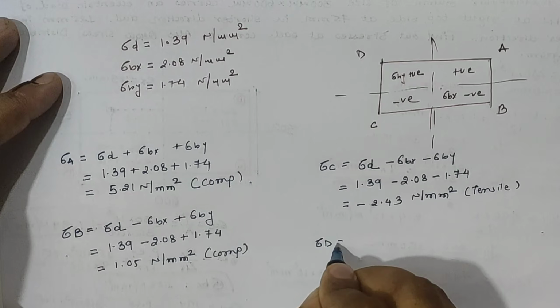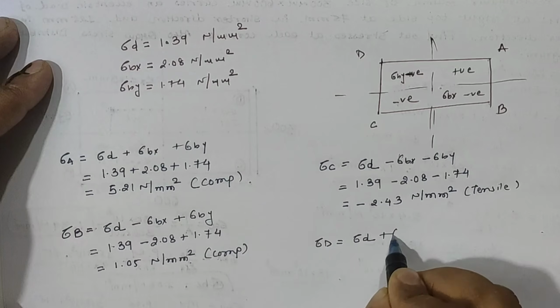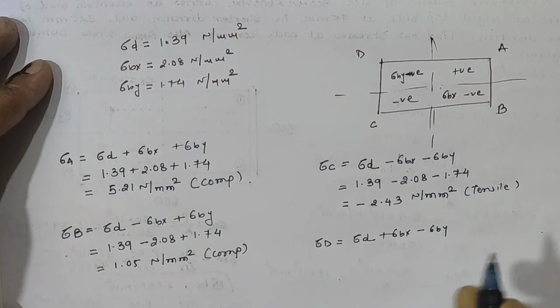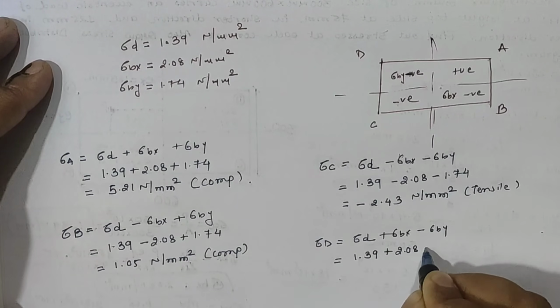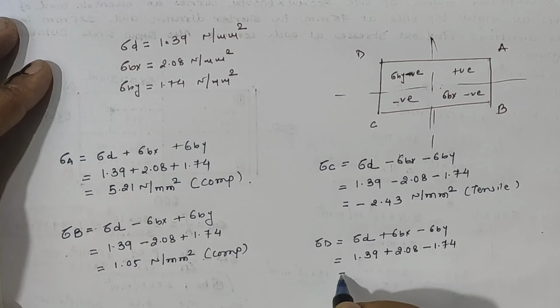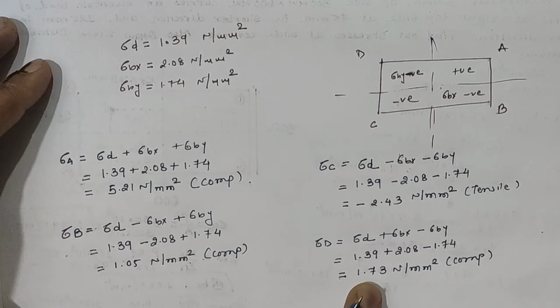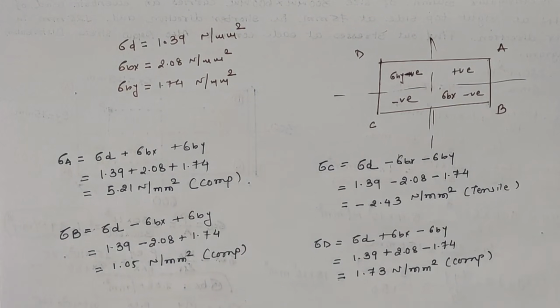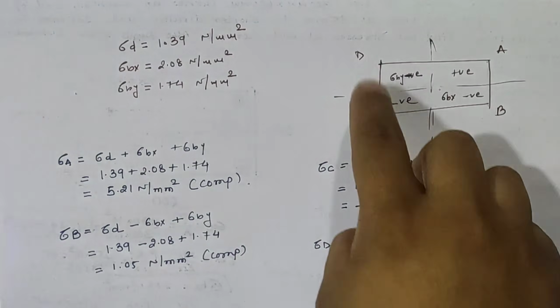And for joint D, sigma By is negative, hence sigma D plus sigma Bx minus sigma By, hence the total value is 1.39 plus 2.08 minus 1.74. So the stress at point D is 1.73 Newton per mm square, which is compressive as a positive value. So these are the total stresses at different joints or different points as indicated in the figure as A, B, C and D.